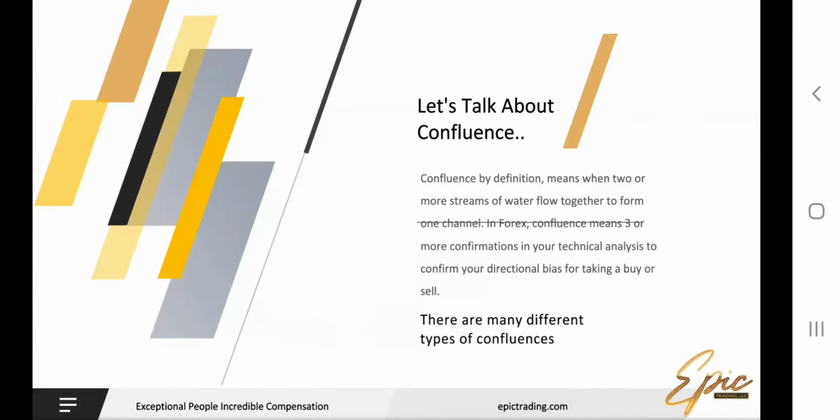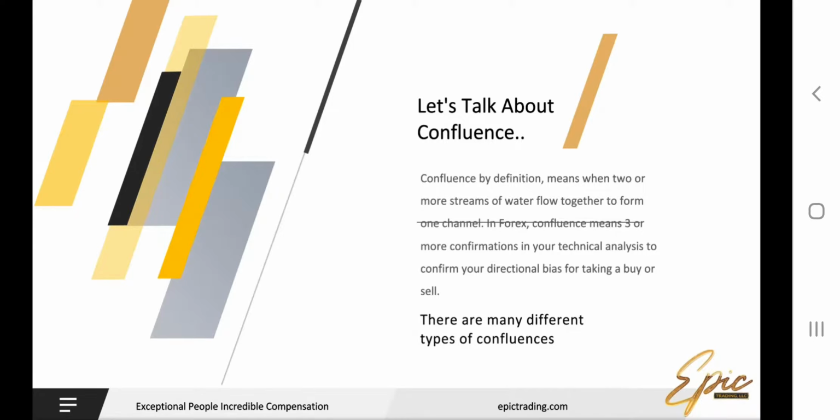So, confluence by definition means when two or more streams of water flow together to form one channel or one body of water. And in Forex it is almost the same exact thing, right? So, in Forex, confluence means three or more confirmations in your technical analysis to confirm your directional bias for taking a buy or sell. Let me re-explain that one more time.